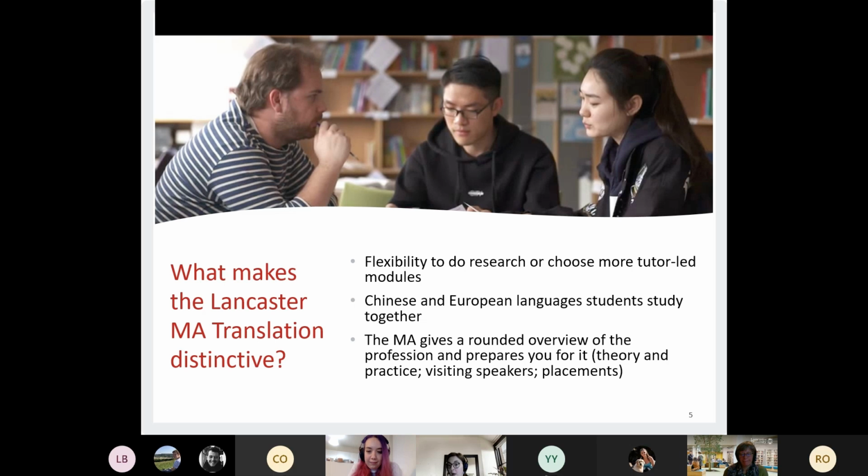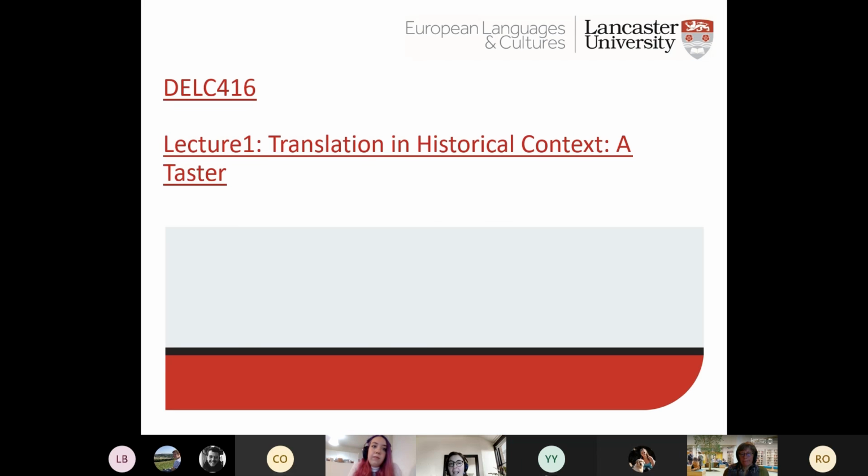The MA also gives a rounded overview of the profession and prepares you for it. We don't just focus on one aspect of the profession. We offer modules on a very wide range of topics, so you don't have to focus on one particular aspect of the career, and you can choose and try different aspects of translation. We also have visiting speakers every year, and as I mentioned, you also have the opportunity to do a work placement. So that's the end of the introduction.